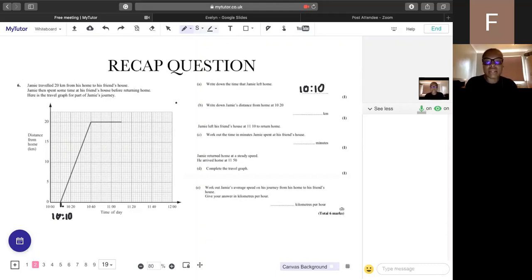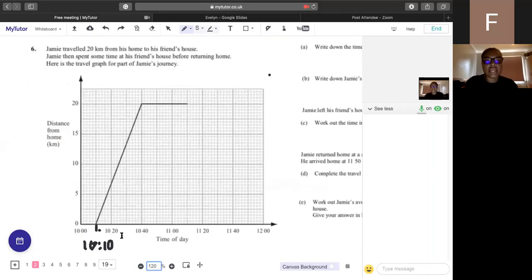The next part is write down Jamie's distance from home at 20 past 10. So we go to 20 past 10. If I zoom in a little bit as well, if we look at 20 past 10, what we can do is draw a line that goes up to our graph and draw a line across to show where he is. So let's draw a straight line. Always remember when you're doing distance time graphs, remember to use a ruler. So at 20 past 10, we go up to the line, which is around here.